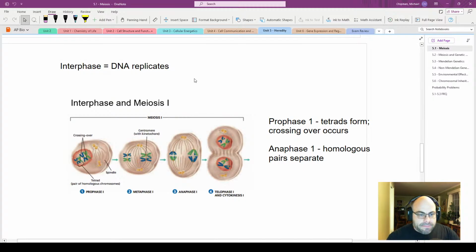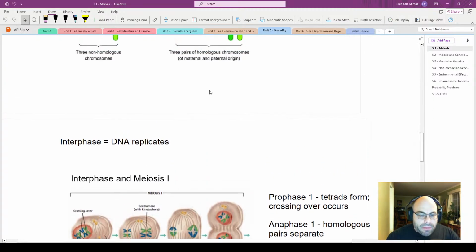Interphase is going to replicate the DNA. So let me just write some letters here. I said earlier that we have 46 chromosomes in a particular cell. After interphase, it's going to be 92, right? 92 because all those chromosomes replicated. They made a copy of themselves. That was during S phase of interphase.